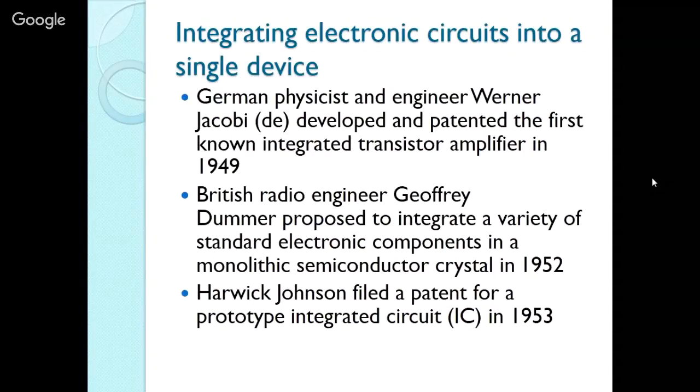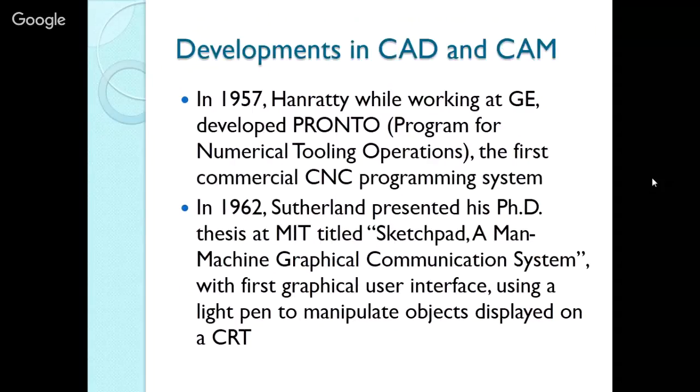By the end of the 1950s, we had quite a good technology in place, which would lead to large scale automation and finally to digital manufacturing. In the 1950s, another thing happened, the development of computer-aided design and computer-aided manufacturing. In 1957, Hanratty, who was working at General Electric, developed a program called PRONTO, an acronym for Program for Numerical Tooling Operations. It is considered the first commercial CNC programming system. So remember, in the 1940s, the NC came, and in the 1950s, finally the CNC came.